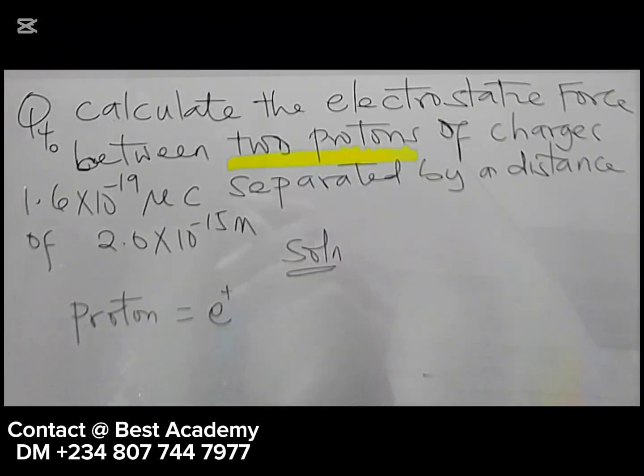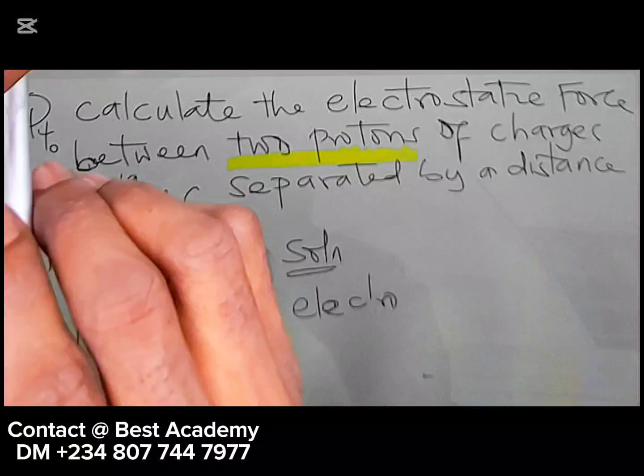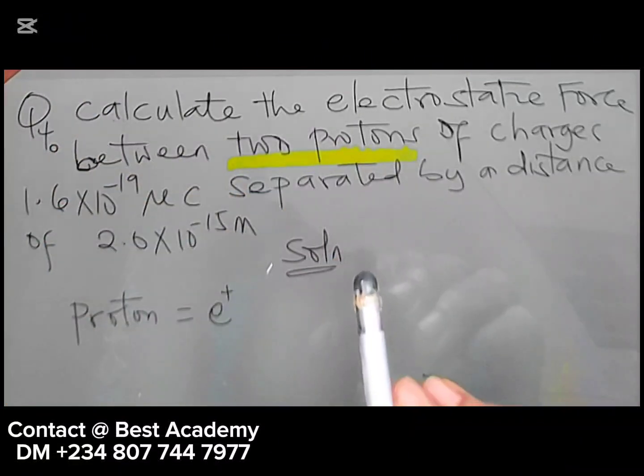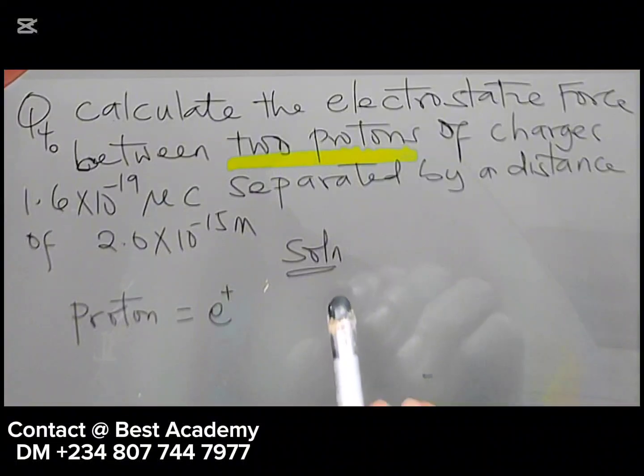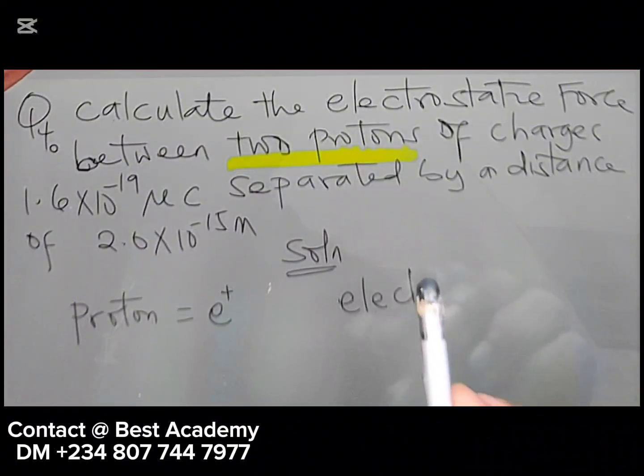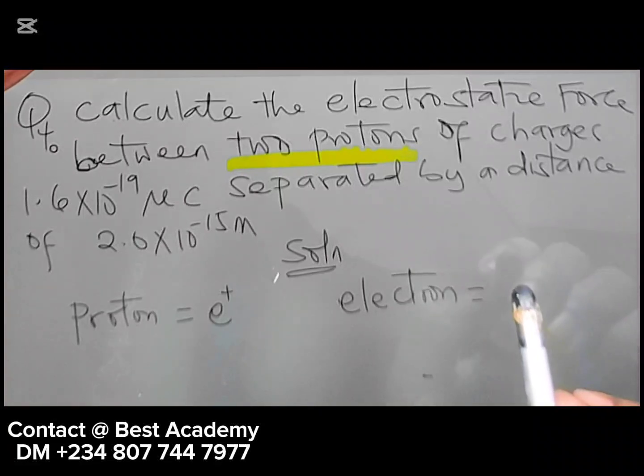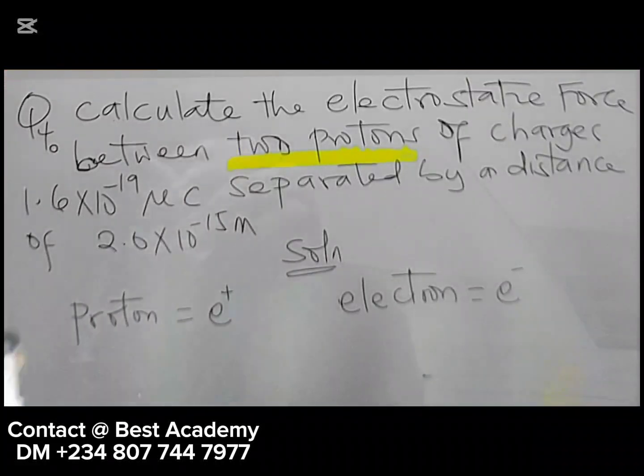Please take note. Whenever we mention electron in a given question, that is said to be negative E. So that means either charge or proton is said to be E. That is, the charge Q will automatically change to E. So if it is proton, the E is going to be positive E. If it is electron, the E is going to be what? Negative E. Please take note.